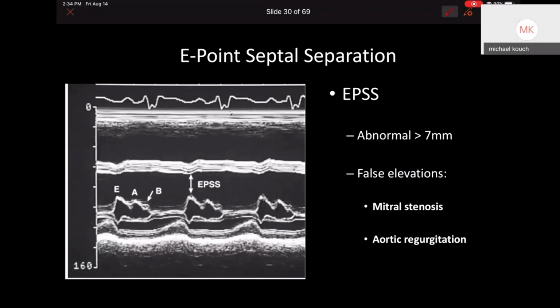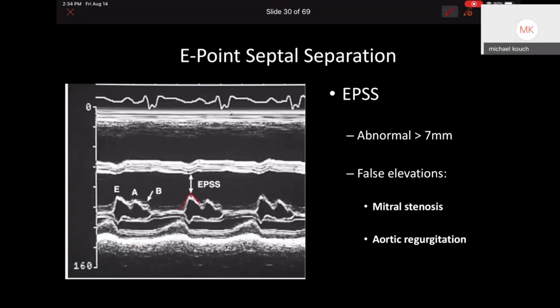And everybody loves E-point septal separation as a way to estimate your left ventricular function. So if I hit a big dilated left ventricle, big and dilated with poor LV function, and I'm trying to have my valve move upwards, okay, our mitral, this is looking through our mitral valve, the valve's going to move upwards towards the septum.